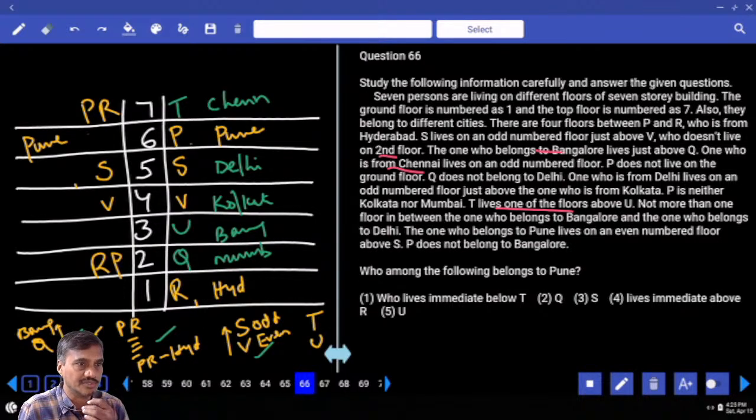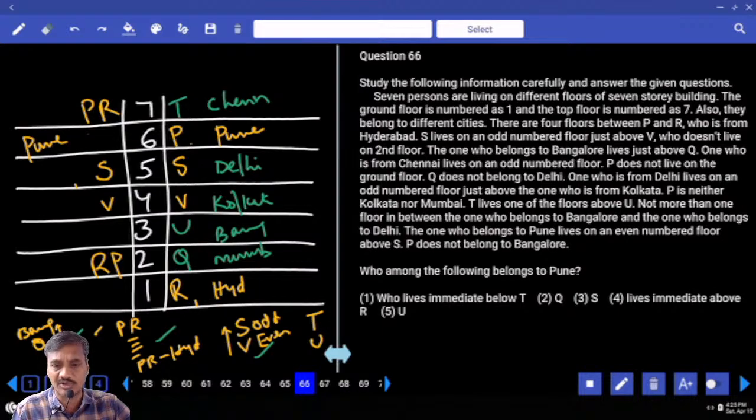Done with this? Now this is the final arrangement we have, and according to this, who among the following belongs to Pune? The one who belongs to Pune, that is P, and the choice. Now who lives immediately above T? False. Q, yes, and who lives immediately above R, and next one U.